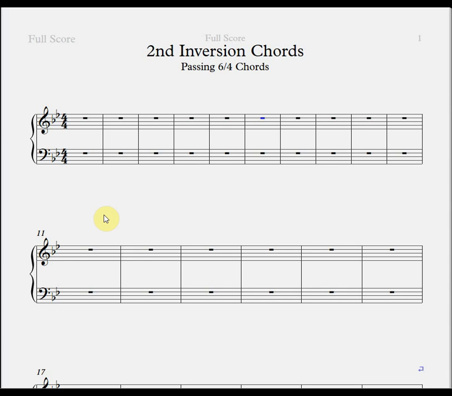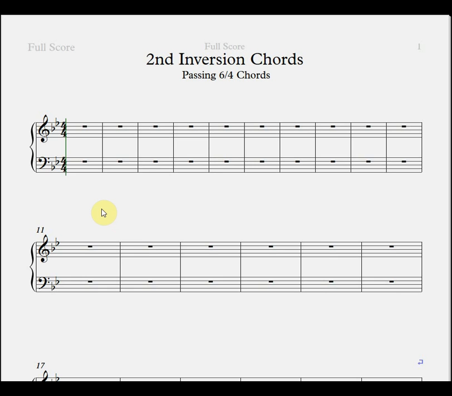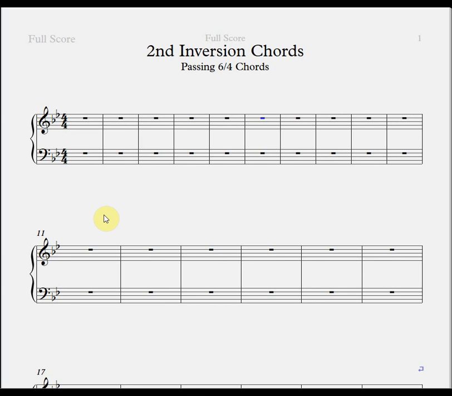We're going to take a look in this video at second inversion chords. Triads in root position and triads in first inversion are quite flexible regarding where we can place them, but we can't just use second inversion or 6/4 chords wherever we please. Unlike root position and first inversion triads, which don't contain any dissonance, second inversion chords do contain dissonance.